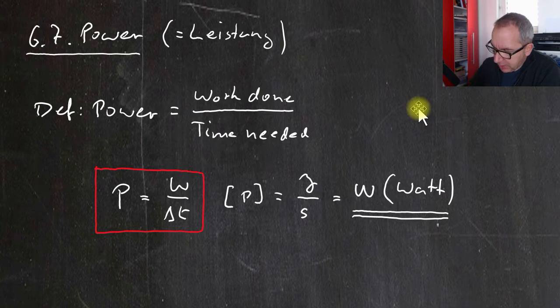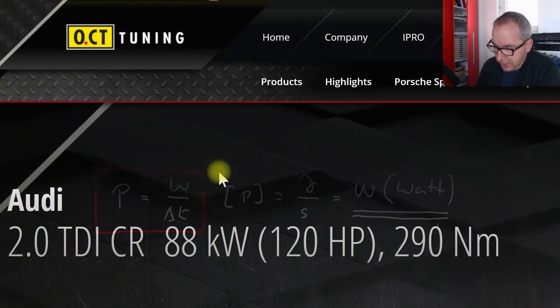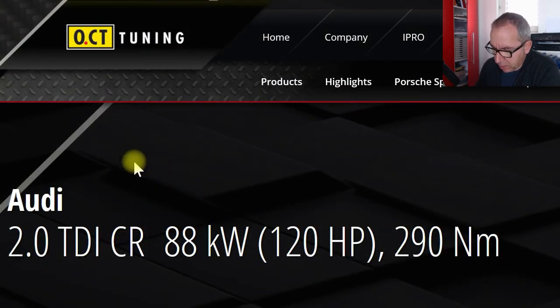However, this watt is not always used. There's a very famous example. If you look at cars, there they use the so-called horsepower. So here we see an example of some car, and actually you're supposed to give the power in watts, or here it is in kilowatts. So this car has 88 kilowatts, which corresponds to 120 horsepower. This one, 290 Newton meters, is the so-called torque. We will not look at that for the moment.